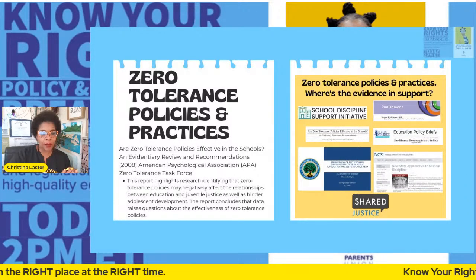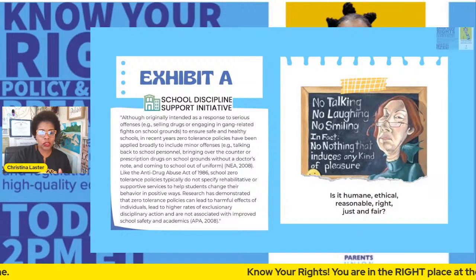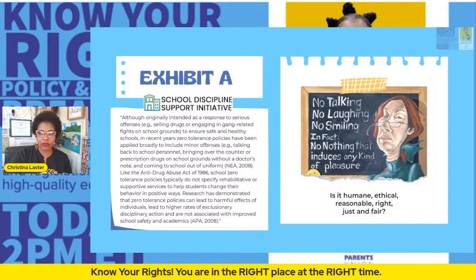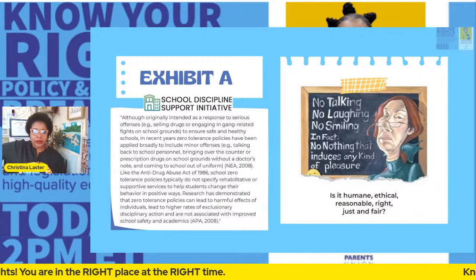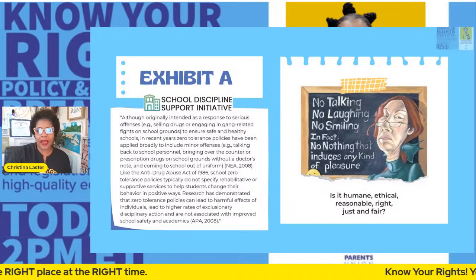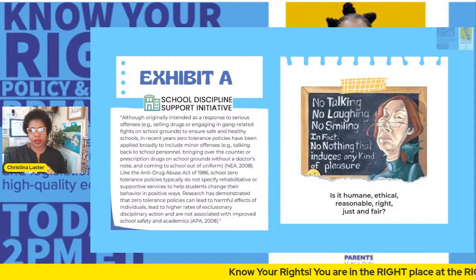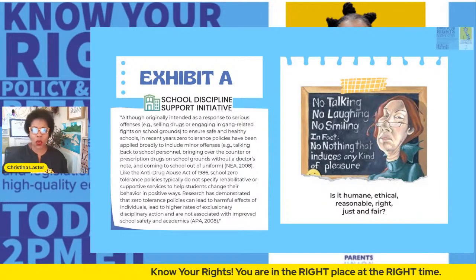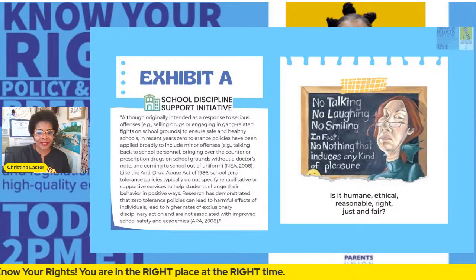Go to the next, and I'm going to be maneuvering through slides, so just be patient because I'll be bringing up a different page after this one. So it says Exhibit A, right? And as you can see, I have on the right side a cartoon character depicting a teacher. No talking, no laughing, no smiling. In fact, nothing that induces any kind of pleasure.